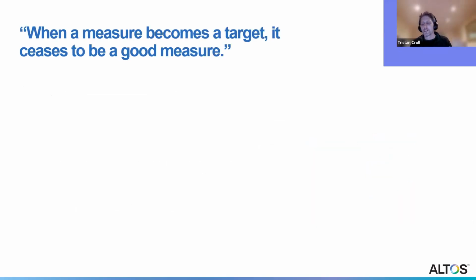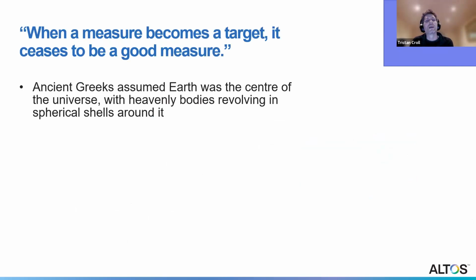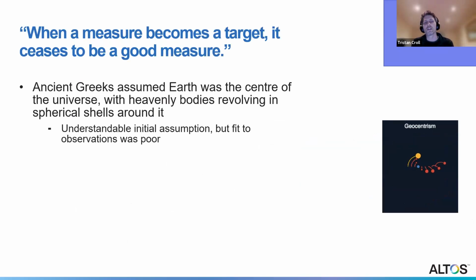And a little bit of a segue here. People who were at the CCP Spring Symposium will have seen this one, but the meaning of this will become clear in a second. So way back when, the ancient Greeks assumed that Earth was the center of the universe, with the heavenly bodies revolving in spherical shells around it. That was an understandable initial assumption, but people started to realize that the fit to observations was fairly poor.